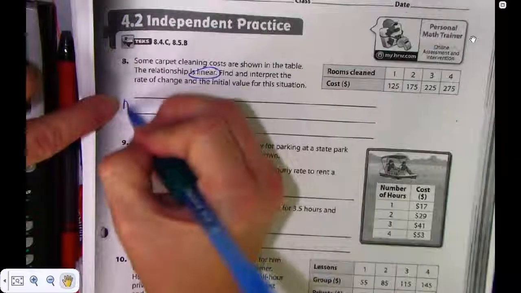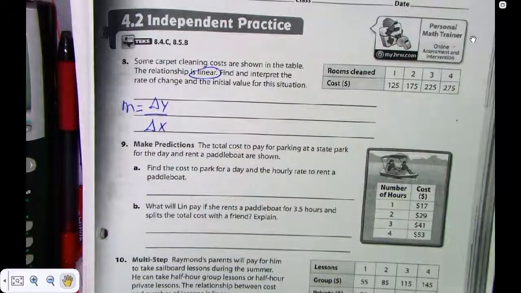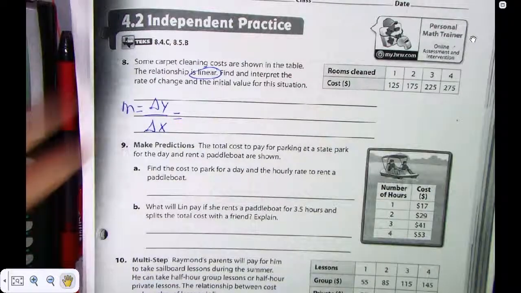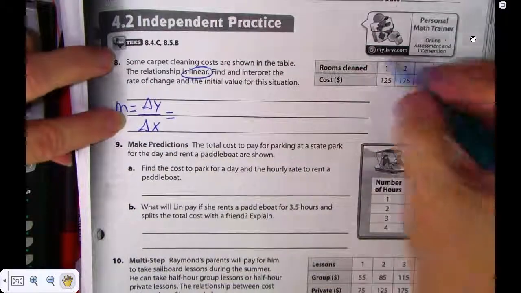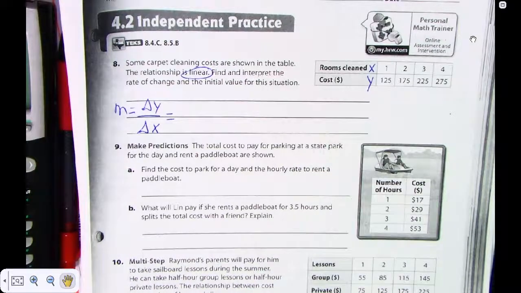So m equals change of y over change of x equals. Okay, which one's x, which one's y? Guys, listen. Remember, we're doing y over x, y over x, y over x. But on the table, it's not. The cost is your y. The cost depends on how many rooms you clean.